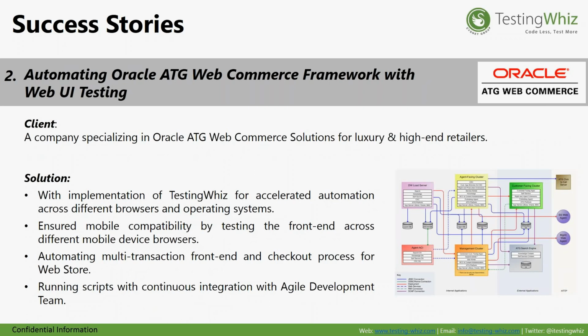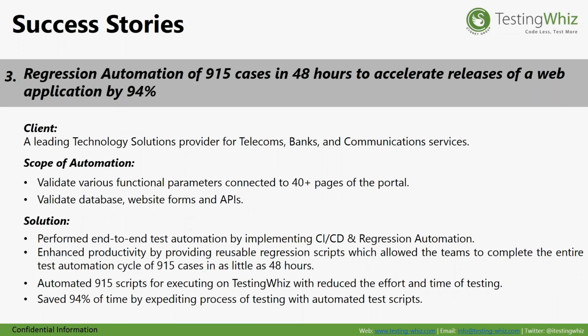And then here's another success story about how TestingWhiz helped a luxury high-end retailer who uses the Oracle ATG web commerce framework to automate their cross-browser testing, their mobile testing, etc. for their teams. And finally, number 3, which is regression automation of more than 915 test cases into an execution cycle of 48 hours.